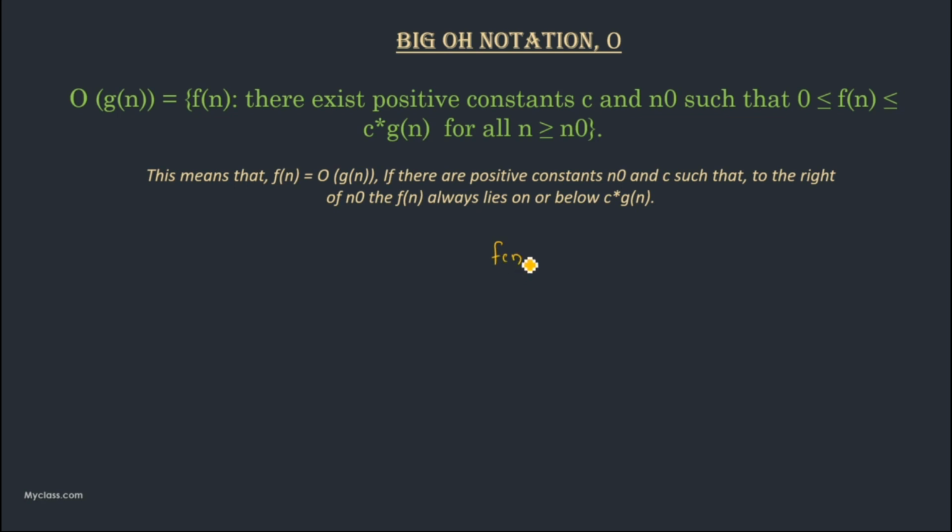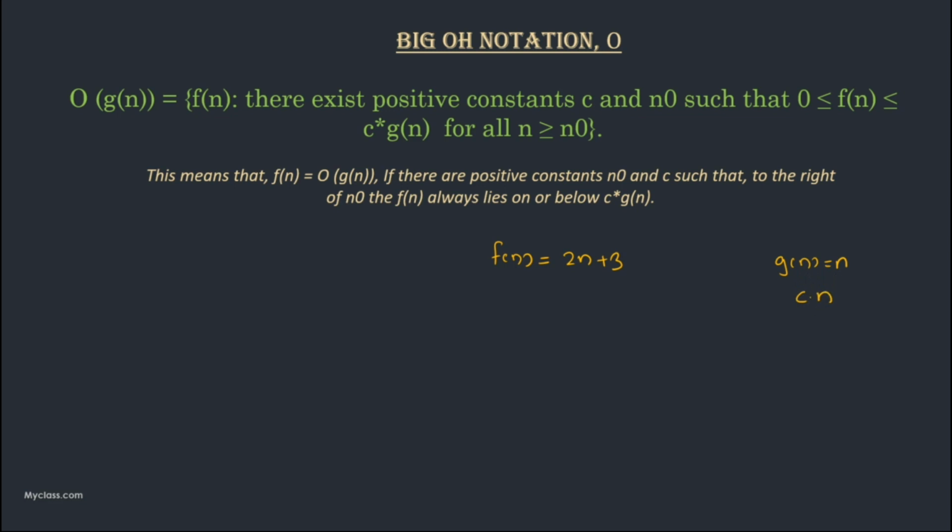In this, our function f of n equals 2n plus 3. That means our algorithm takes time 2n plus 3, where n is the input size. So the time function of a particular algorithm is 2n plus 3. We want to bound this 2n plus 3 by another function. Let's take g of n equal to n. So we want to find a constant c such that c into n is greater than or equal to our f of n.